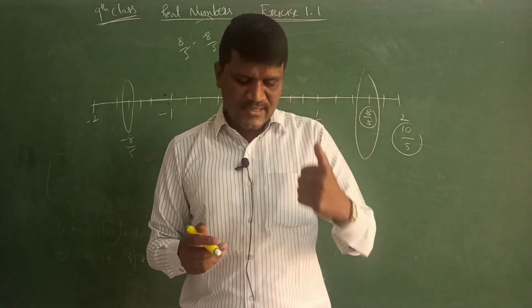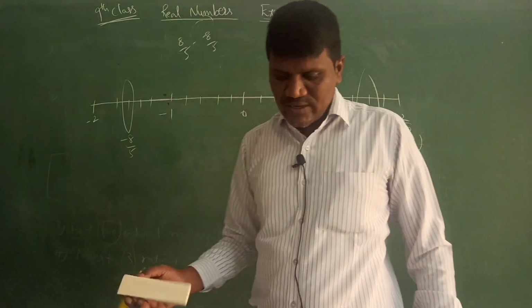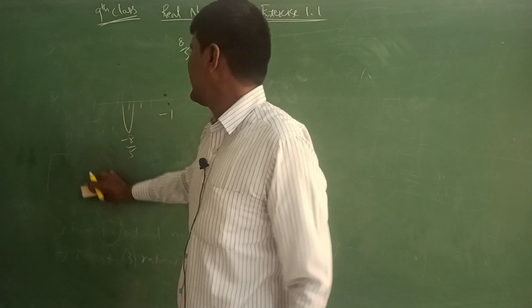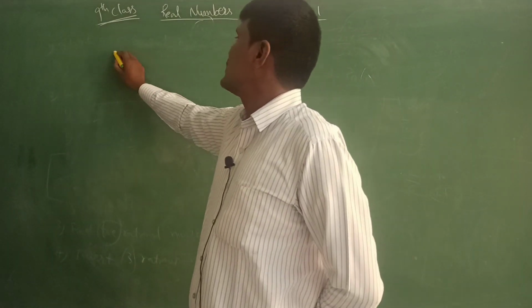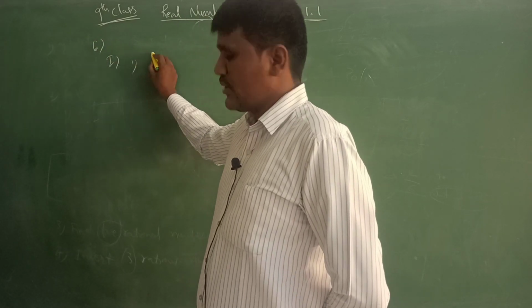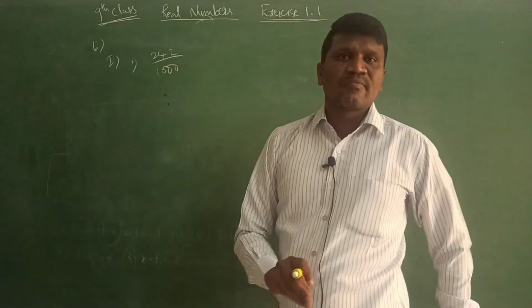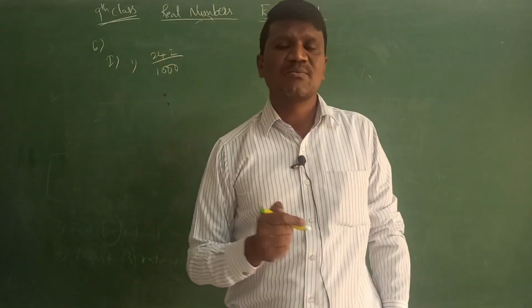Okay students, next, decimals. The sixth question is to express the following rational numbers in decimal form. We have different numbers, and we need to express them in decimal form. The first one is 242 by 1000. Express this in decimal form.